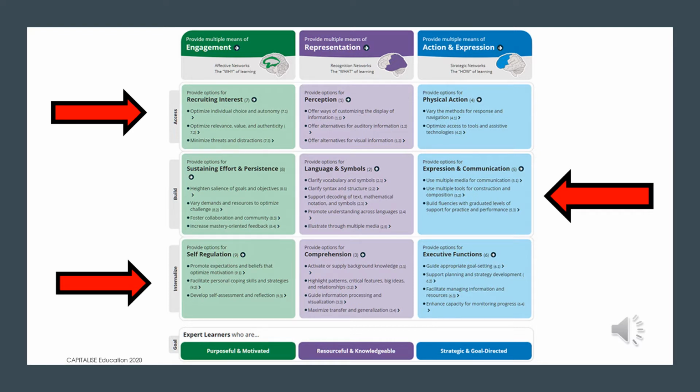The second layer of the Universal Design for Learning framework is referred to as build. Once students have accessed the learning process, these guidelines and checkpoints help students build on their skills and strategies to access the learning process. The third layer of the Universal Design for Learning framework is referred to as internalize.